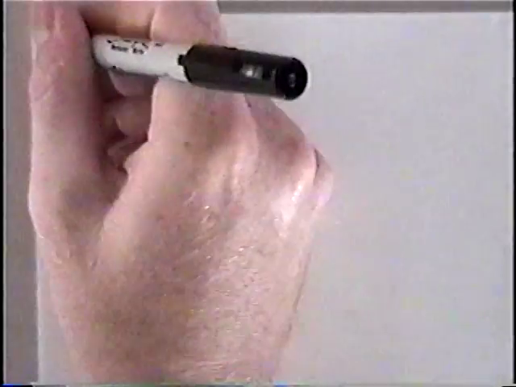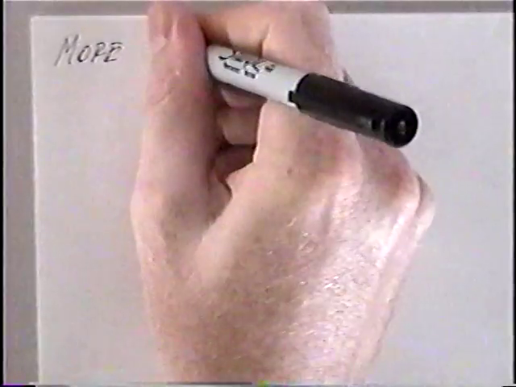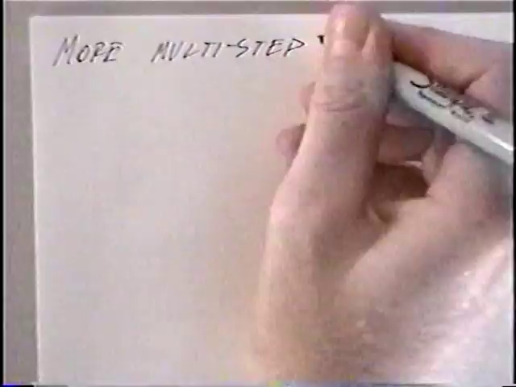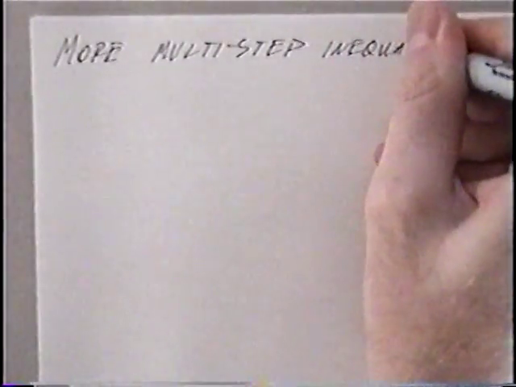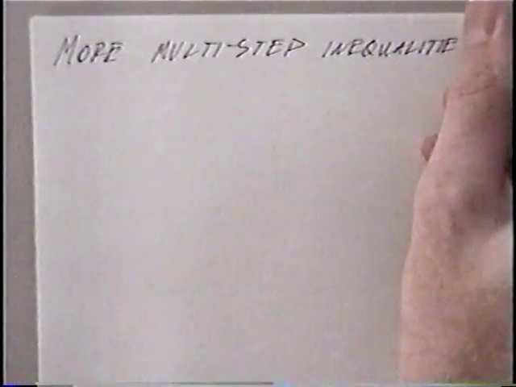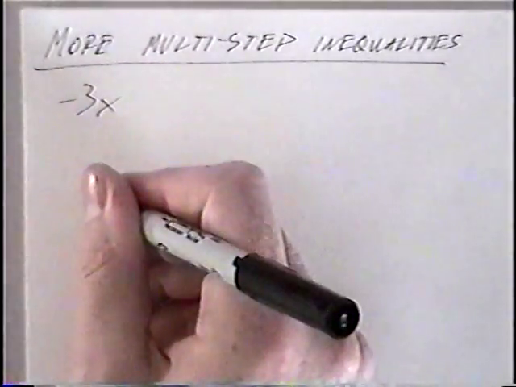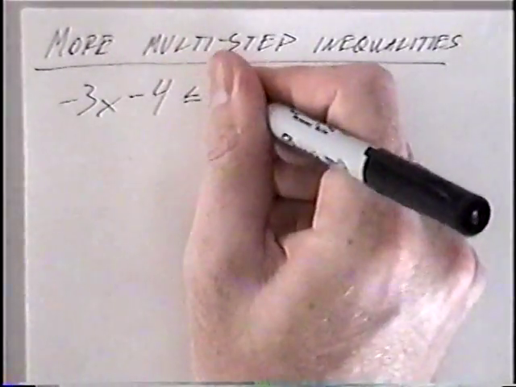Next section of notes is titled More Multi-Step Inequalities. First problem is negative 3x minus 4 less than or equal to 14.